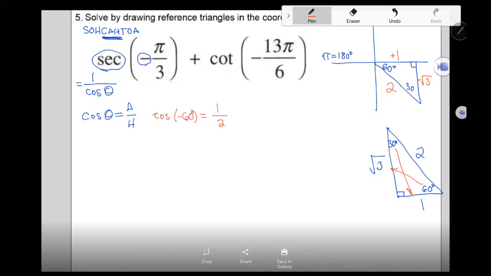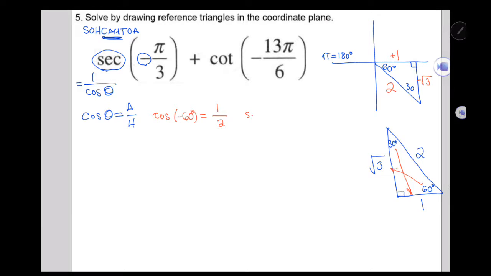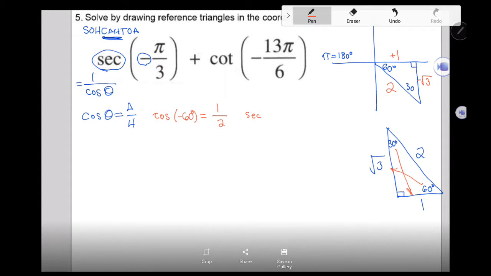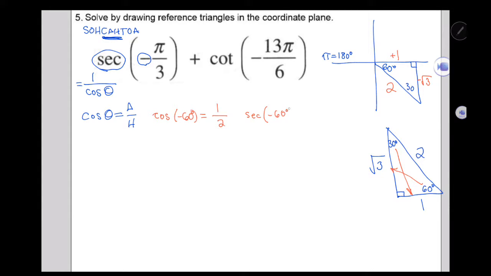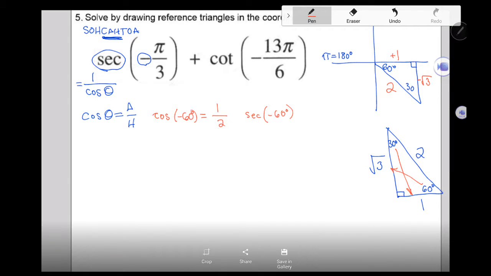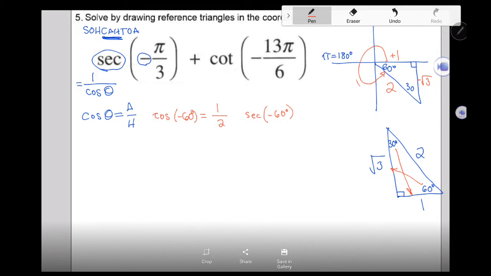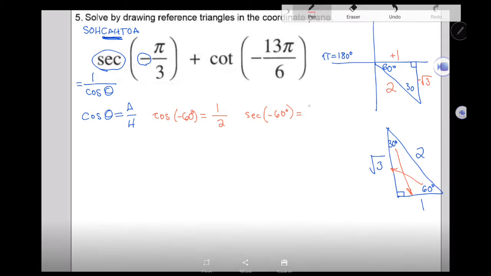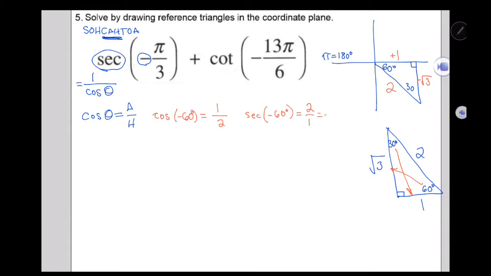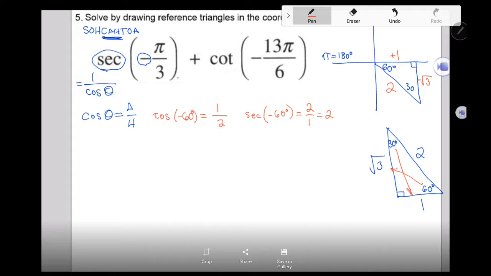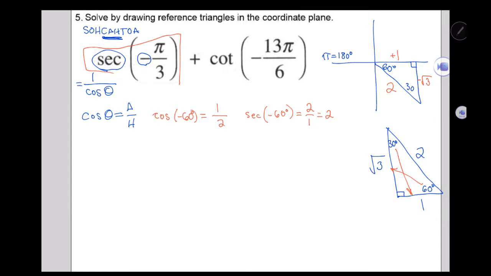The secant is that upside down, so the secant of our negative 60 degrees, or I could say negative pi over 3, or if I went positive all the way around, that would be 300 degrees, wouldn't it? I could say positive 300, but I'm not. I'm just going to say the secant of negative 60 is equal to 2 over 1, or just 2. So this big intimidating thing that we just did is just 2 right there, okay?